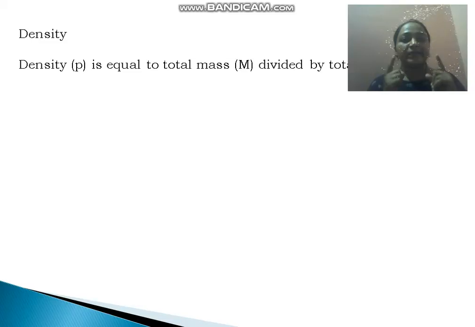These are important definitions we have to keep in mind, and we have to use them in your experiment. So what is density? Density is equal to the total mass. I'm highlighting two words, total mass and total volume. This is your scientific definition of density: density is equal to the total mass divided by the total volume.